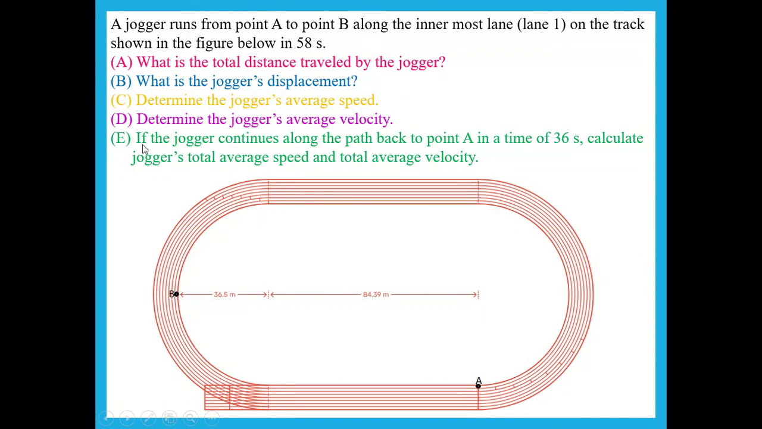And then part E says if the jogger goes from B to A in an additional 36 seconds, it wants us to find the average speed and average velocity. Okay, so if you need to pause, read. And then, let's get cracking with part A.